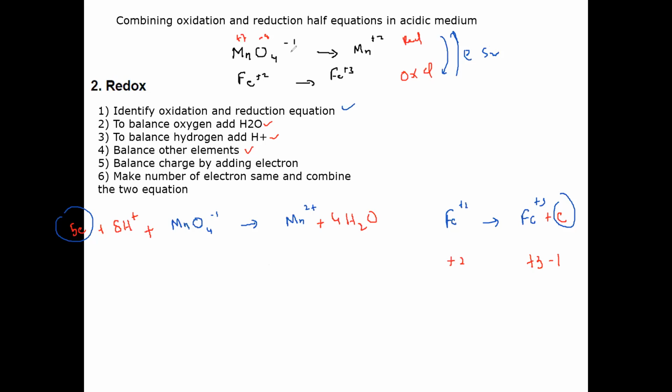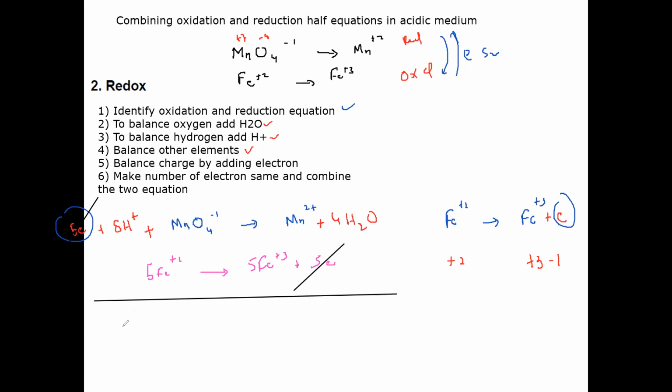When I multiply this equation by 5, the new equation will be 5 Fe 2 plus changes to 5 Fe 3 plus plus 5 electrons. And then we have to combine. The electrons cancel, and the rest of what we are left with is the final equation.